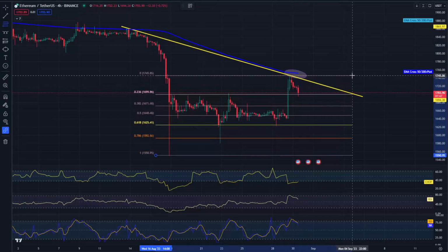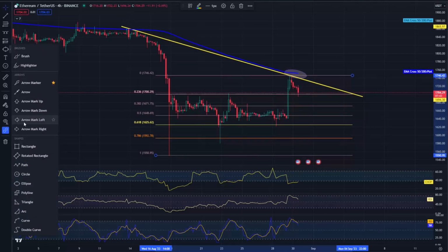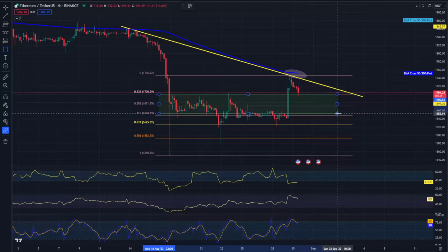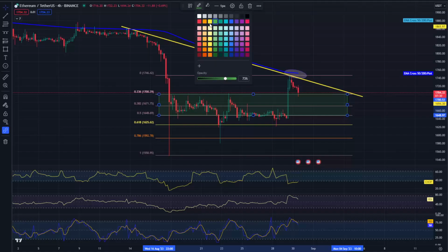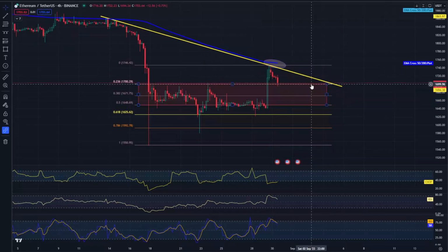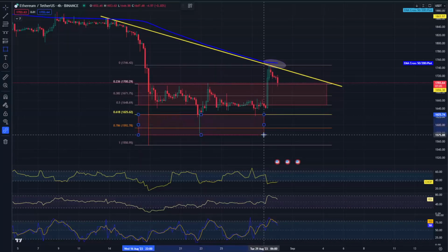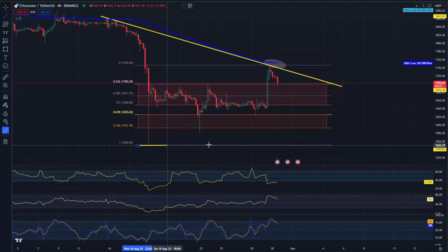Now let's move on to marking the places of support. We will use the fib retracement tool to mark the support, and here we will first mark the strong support zone from $1,700 to $1,648. Then we can mark the second zone from $1,625 to $1,592. When the price goes lower, we can see a drop around the $1,549 support.